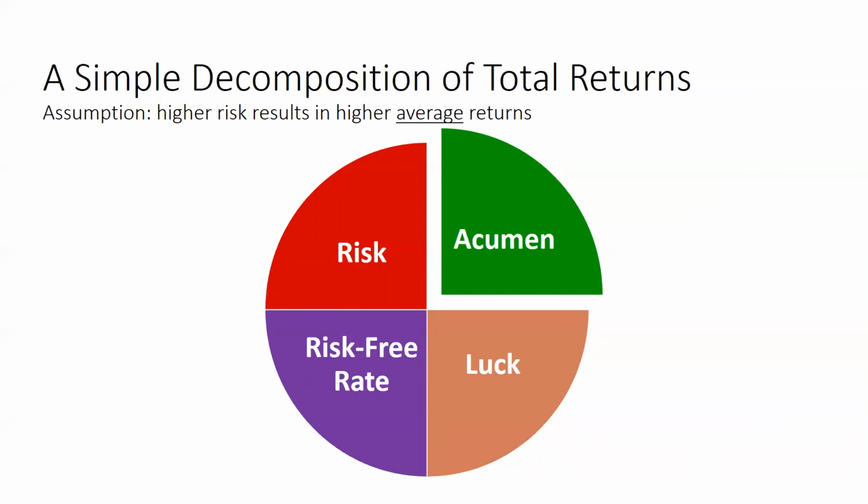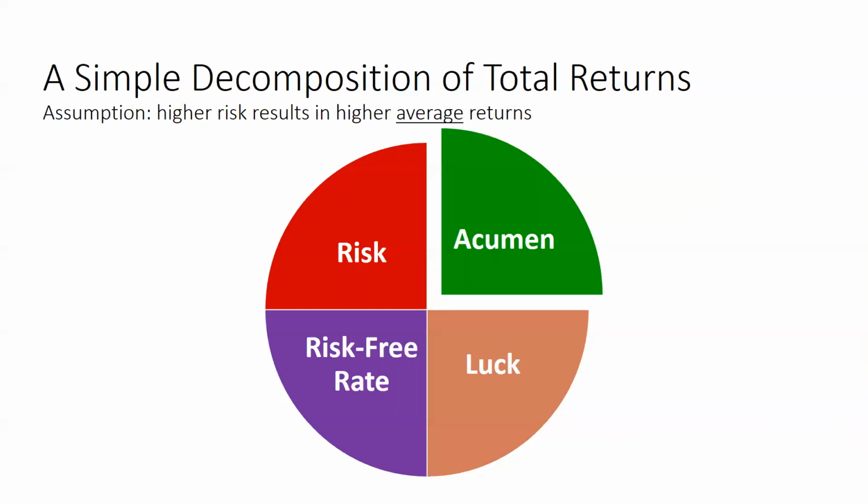We could also say that some of the returns might be attributable to acumen, investor acumen, the skill of the portfolio manager. Further, we have to acknowledge that some component of the total returns to an actively managed portfolio has to be attributed to luck. Now, I don't mean for this pie to be scaled correctly. It could be that there's zero acumen, zero luck, and it's all just risk-free rate and risk.